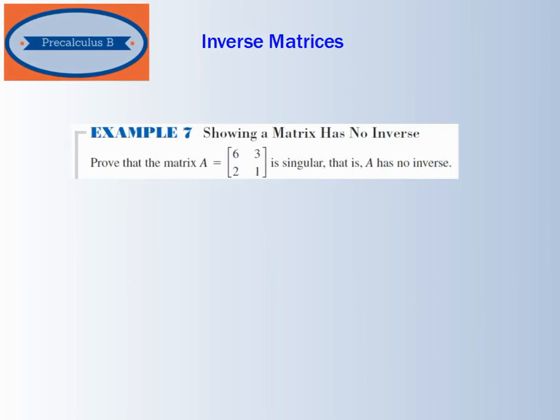Now, something that can happen with matrices is it's possible that a matrix doesn't even have an inverse. We call a matrix that does not have an inverse singular. A singular matrix has no inverse. Well, how might I do that?